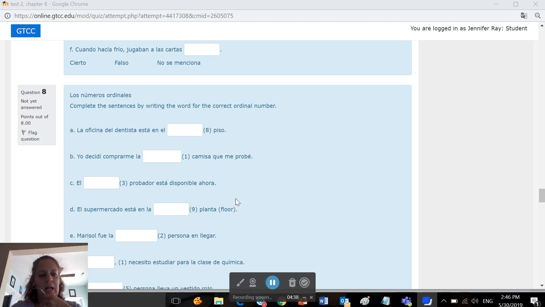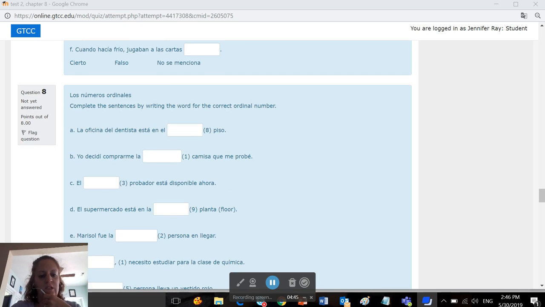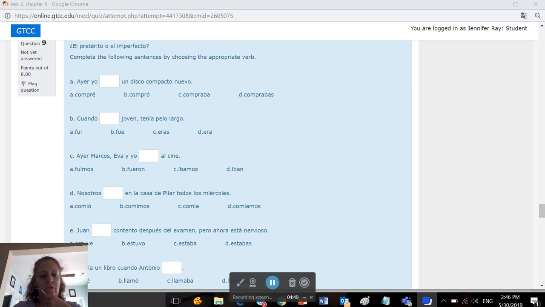Los números ordinales. Complete the sentences by writing the word for the correct ordinal number. So you'll go through the ordinal number is given to you in parentheses. You need to write it in the blank, following the rules that you've learned for how to deal with ordinal numbers.